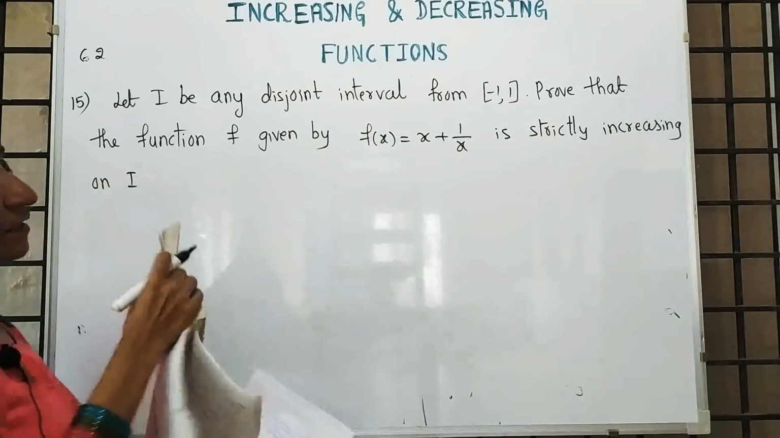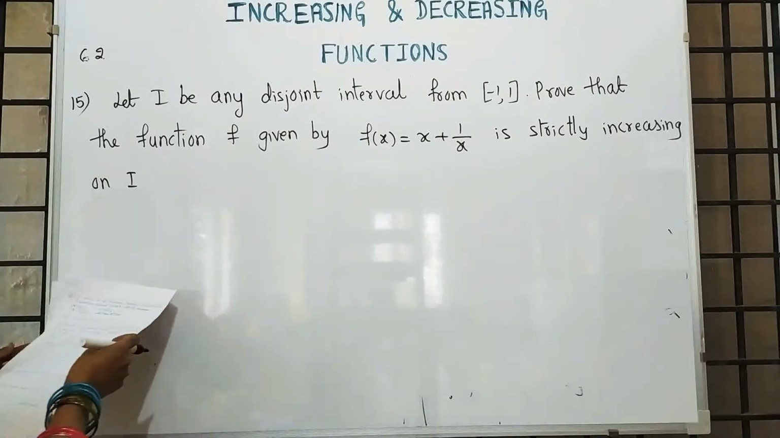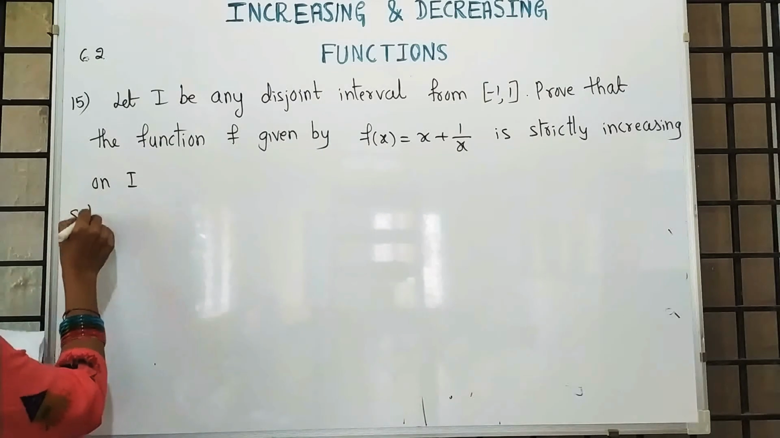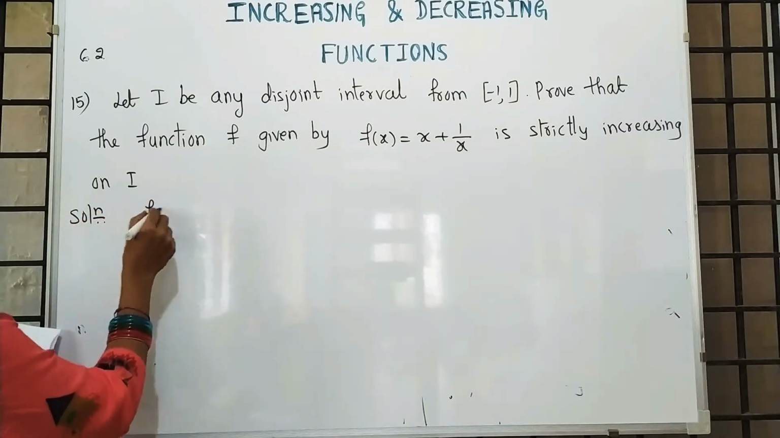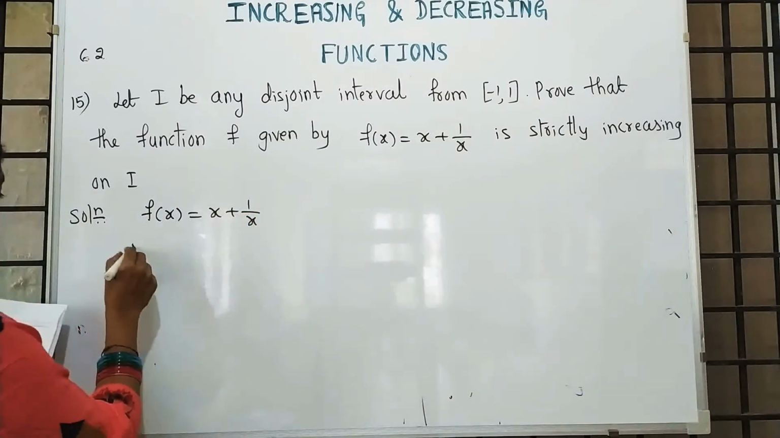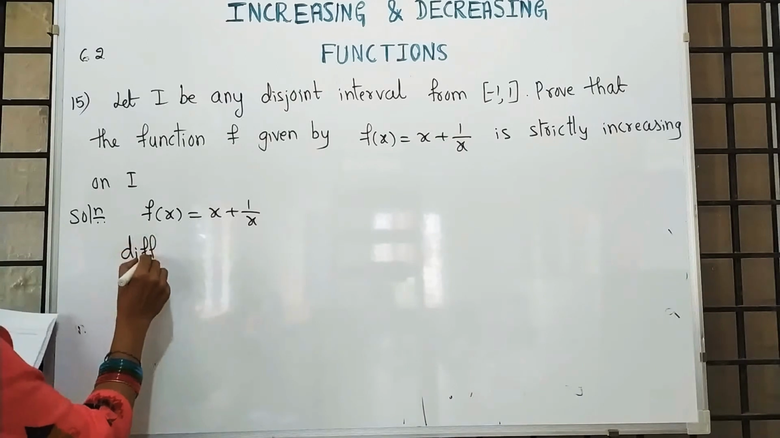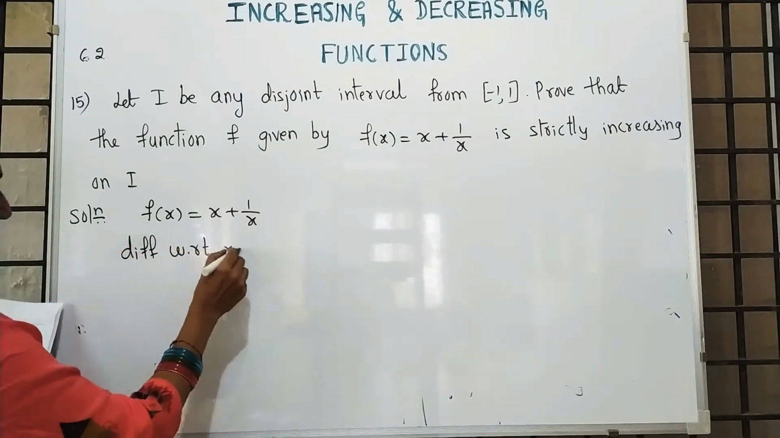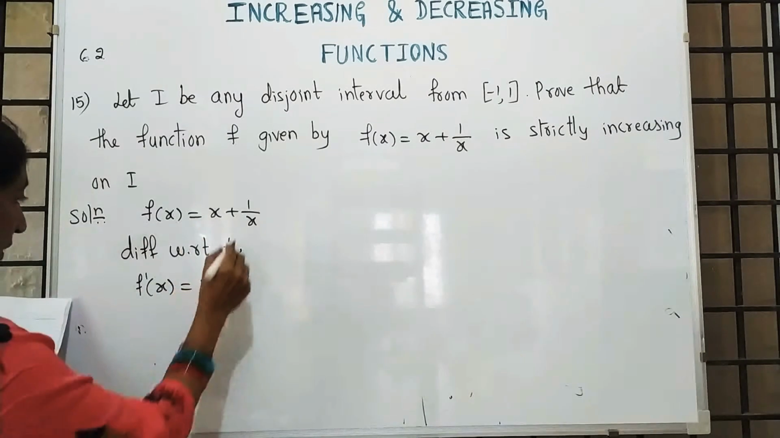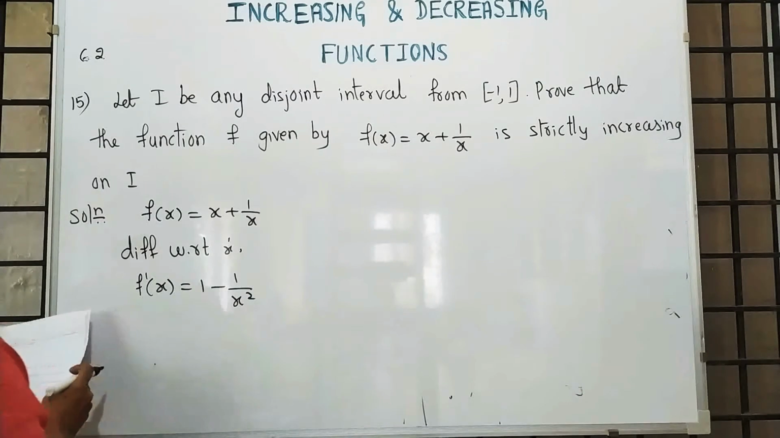It is other than minus 1 and plus 1. So again, as usual, what we have to do? First we have to differentiate the given function. f of x is equal to x plus 1 by x. Now differentiating with respect to x, f dash of x is, differentiation of x is 1, differentiation of 1 by x is minus 1 by x square.